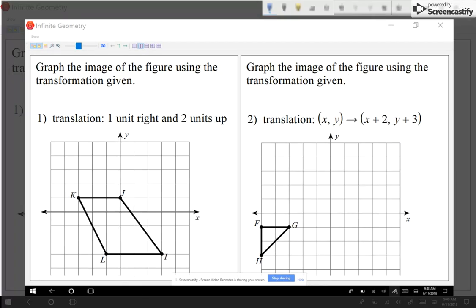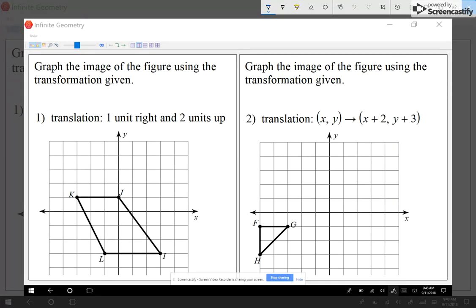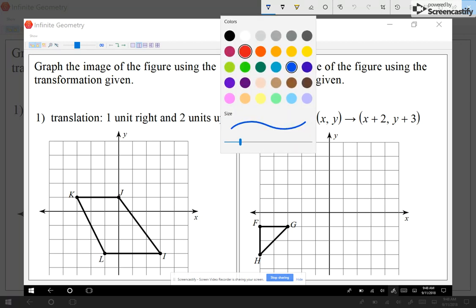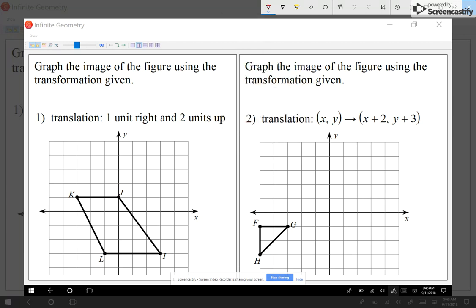All right, so in transformations, basically what it is is to move things over. Looking at the first example, I'm going to move everything 1 unit to the right and 2 units up. The way I move this, I'm going to move the corners. If I look at J, I'm going to follow my corner J. I'm going to move it 1 to the right and 2 up. So my new point J is going to be there.